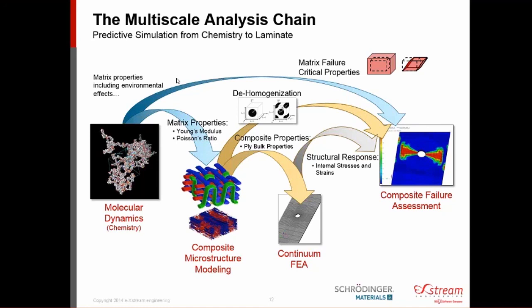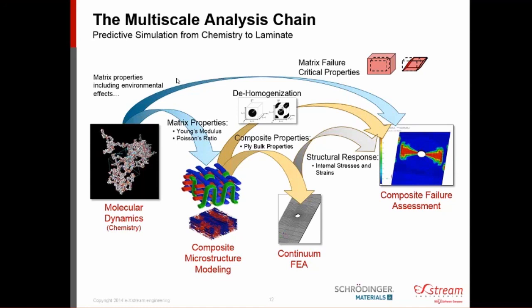I'll talk about dehomogenization in a second too. The continuum FEA model will give the structural response of the laminate under load. If you're looking at something like an open hole coupon, the lamina properties will inform that model and tell you what the stress and strain distribution is inside that coupon. So that will give you the structural response. The microstructure model also gives you information telling you how to do dehomogenization when it comes time for failure.